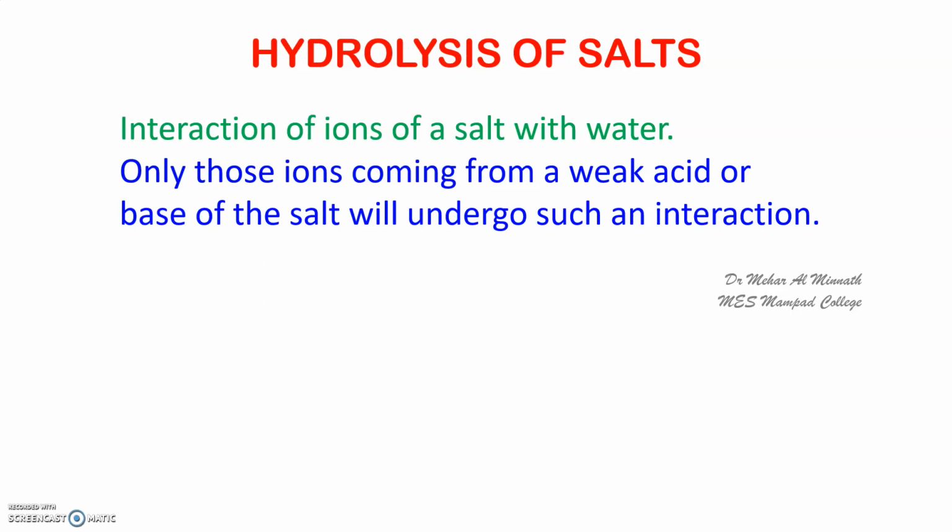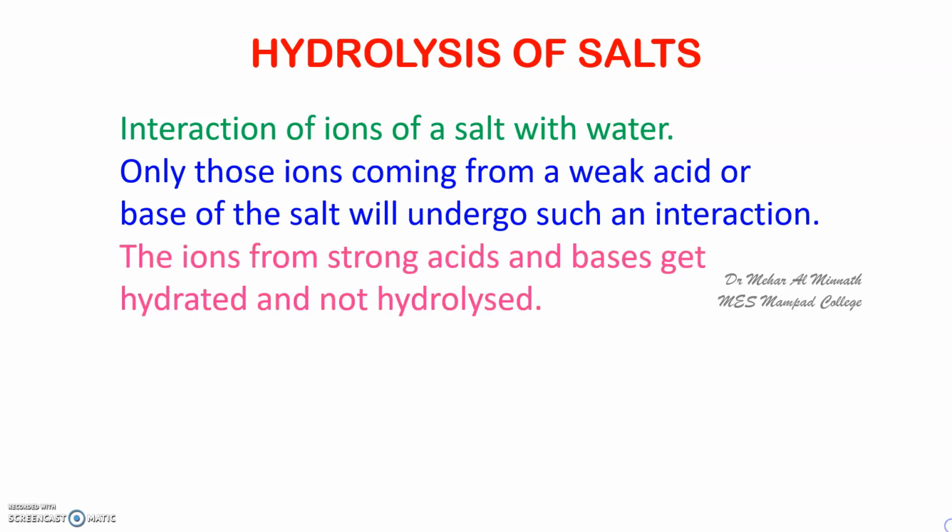So here I have said the statement is only those ions coming from a weak acid or base of the salt will undergo such an interaction. So in case of ammonium chloride, it will be ammonia which will be undergoing hydrolysis. In NaCl, both Na+ and Cl- will not undergo any hydrolysis, will not interact with water. They get hydrated, they don't get hydrolyzed. The ions from strong acids and bases don't get hydrolyzed, they get hydrated.